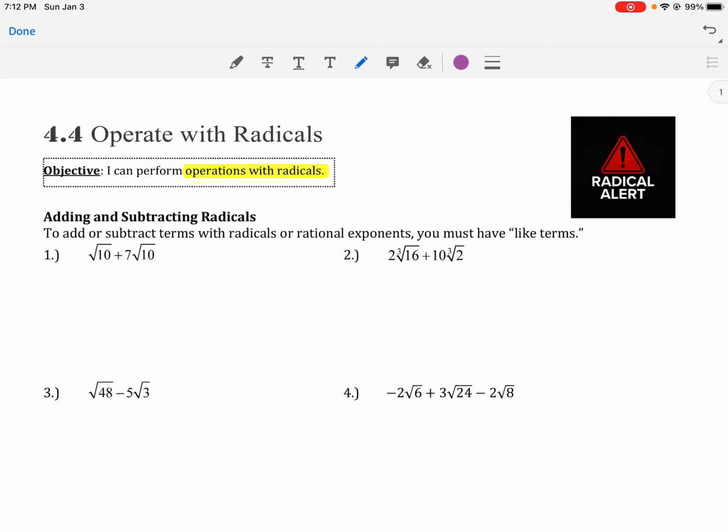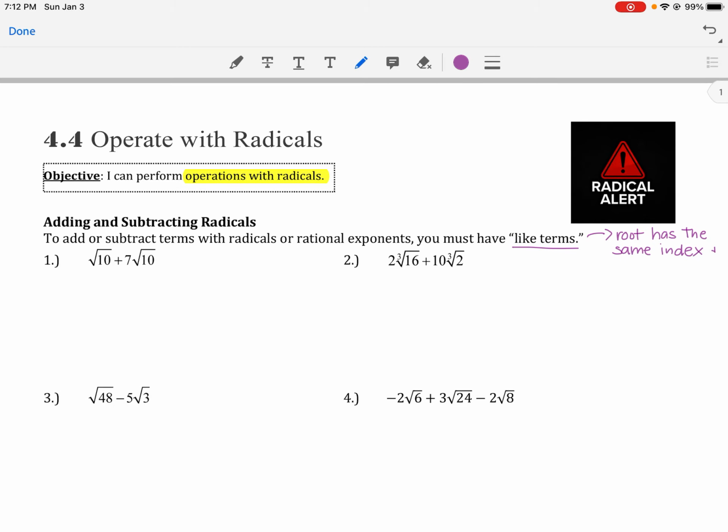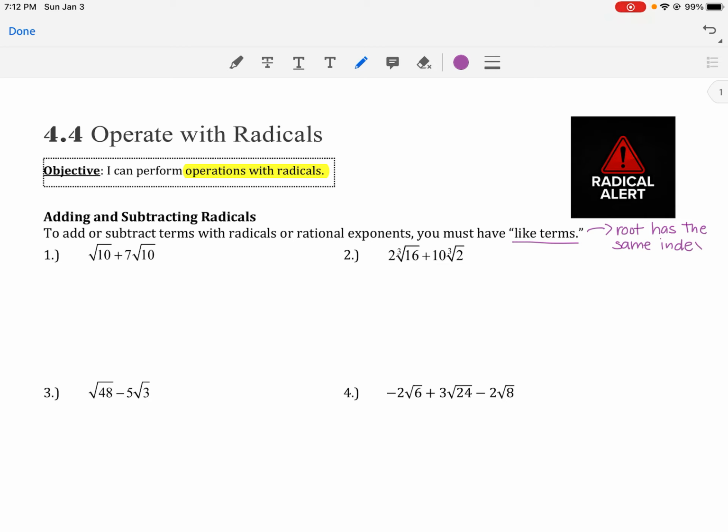So it says here you must have like terms. Like terms mean that the root has the same index. So index is like your square root or your cube root, etc. And the other part, the number inside the root, is called the radicand.